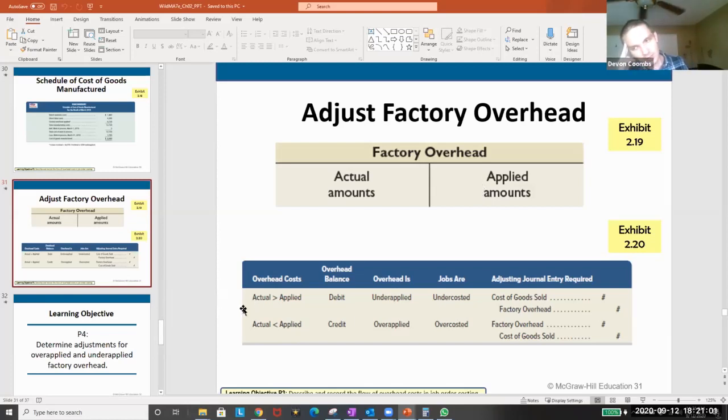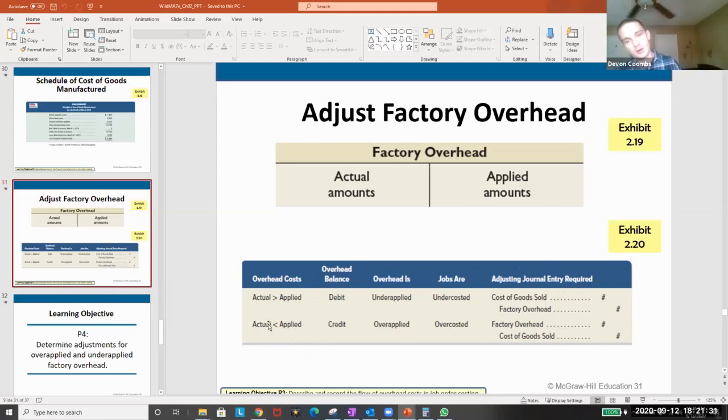And so learn this chart: if our actual costs are greater than what we applied, we'll have a debit factory overhead balance because we'll have more costs than we actually applied. Our overhead, we're debiting it as we incur these costs, and as we apply it, we're crediting it. That means our overhead is under applied and the jobs are under costed. And we'll have to make an adjusting journal entry to cost of goods sold. But we're not going to be able to revise the jobs because they're already done. We'll just have to revise our next estimate.